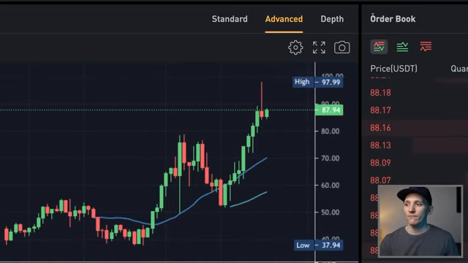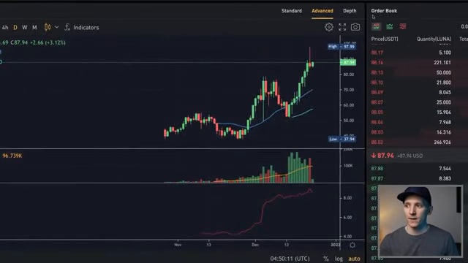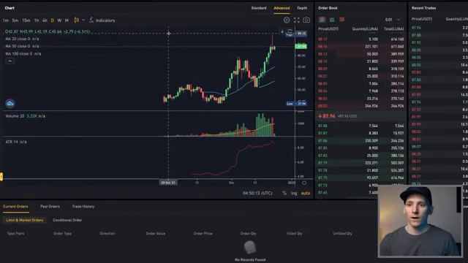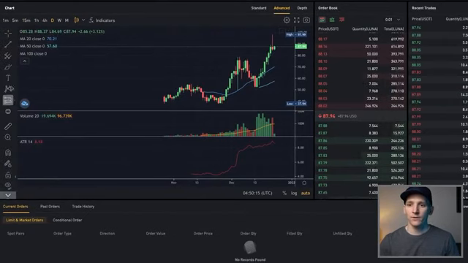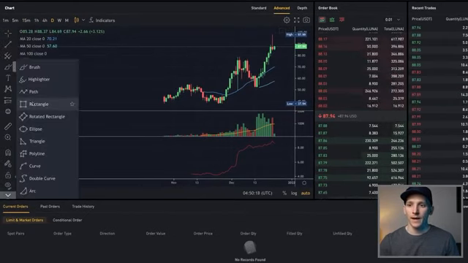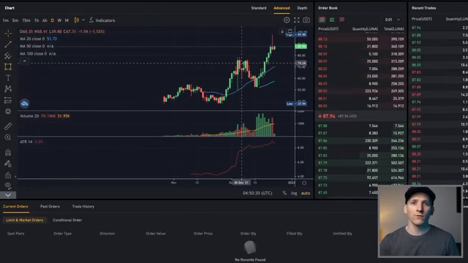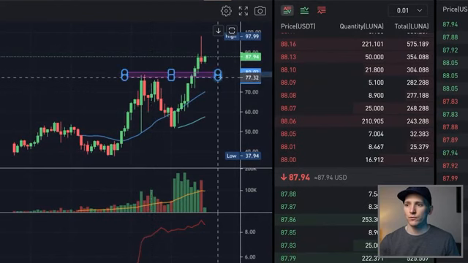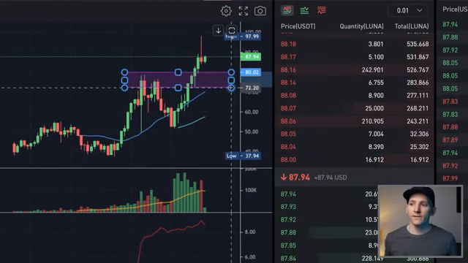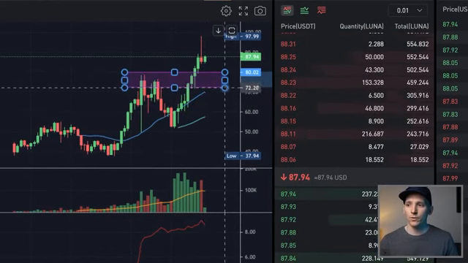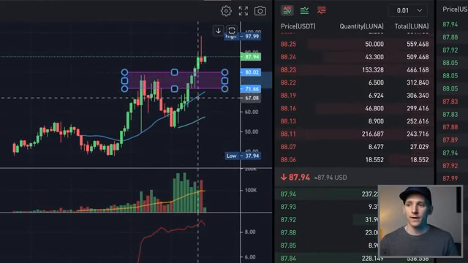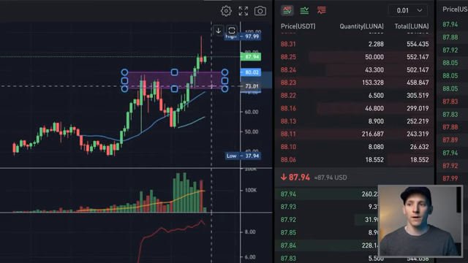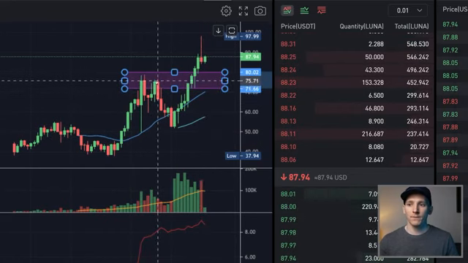Where is the area of value on this chart? Should I get in here? To be honest, no. Let's look at the area of value. So I'm just going to draw a rectangle right here. I can see the previous area of value is right up here around 70. Let's draw this on. This is where I would be looking to get in. You can see that the blue moving average is obviously converging and kind of coming up to this level as well. This may be support.